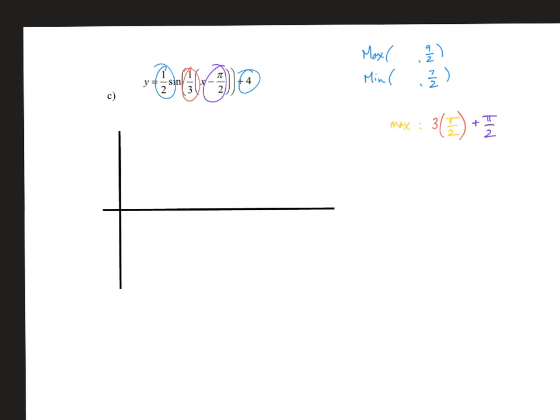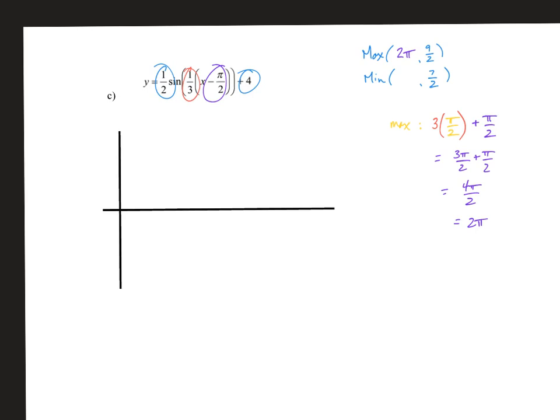Okay, when I calculate or simplify that down, that means I'm going to have 3 pi by 2 plus another pi by 2. So that's going to give me 4 pi by 2, which gives me 2 pi. So I know that the position of my max has an x-coordinate of 2 pi.